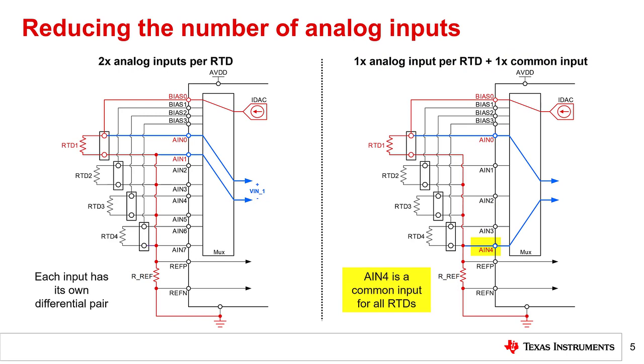As shown, AN4 is used as the common input for all RTDs in the system on the right. Using this configuration, RTD1 is now measured between AN0 and AN4. Further reductions in the number of required channels may be possible. For example, some ADCs have analog inputs that can simultaneously be used as reference inputs. This would combine the REF-P and AN4 pins in the system shown on the right.